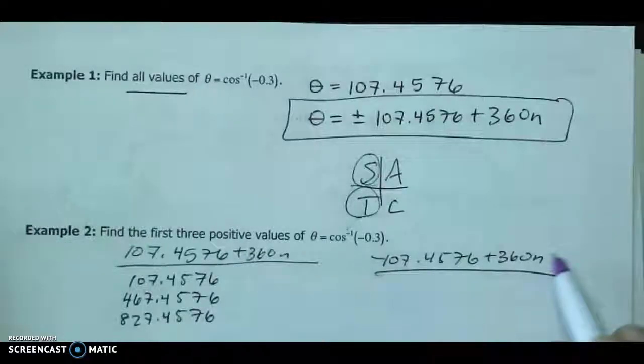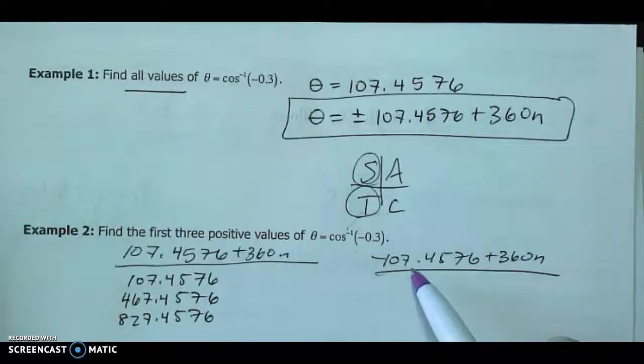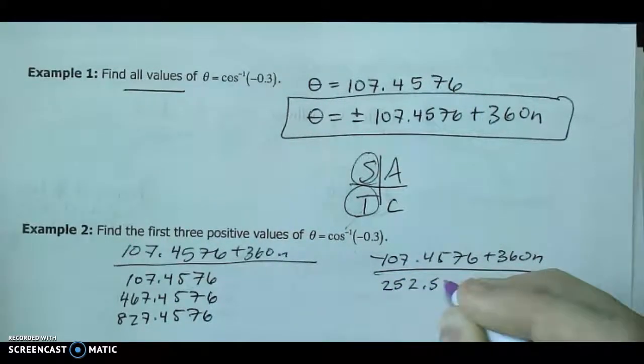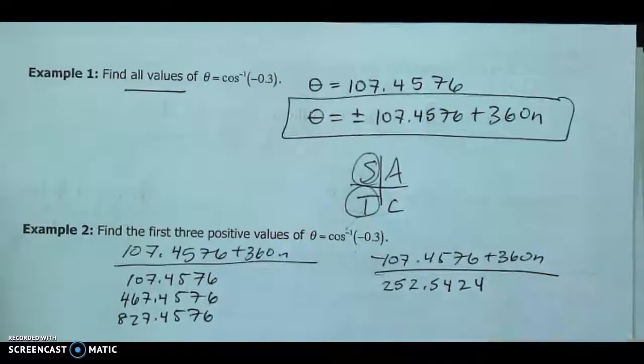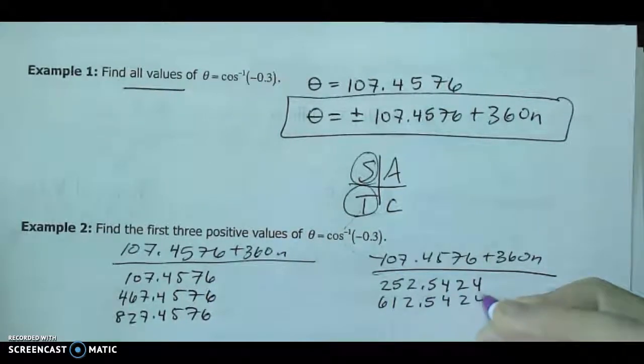Over here, if I subtract 360, it'll be negative, and I don't want that. If I don't add 360 at all and leave it alone, it'll be negative, and I don't want that. So I have to add 360 to begin in this list. So you take that number and add 360 to it, and it turns positive. It turns into 252.5424. Add 360 to that, you get 612. And if you look at your list, you have a bunch of positive answers now.